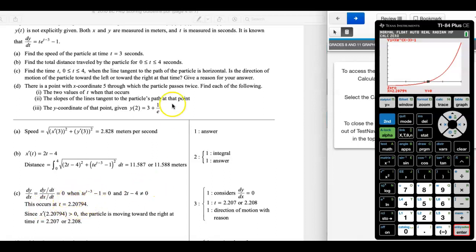Now the question says, is the direction of the motion of the particle toward the left or the right during this time? Remember, we confirmed that dy/dt is 0, which means we're not moving up or down, but we are moving horizontally. The way we track horizontal motion is that we take a look at the dx/dt value at this particular moment. Keep in mind with your calculator, your x value is stored. I'm going to press second, quit, and simply type in x and hit enter. You'll see that it's the exact same number I just had on my screen.